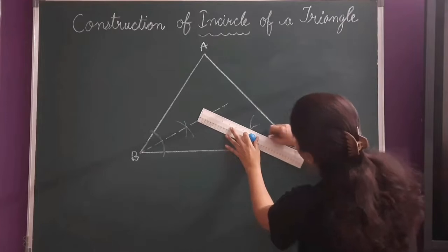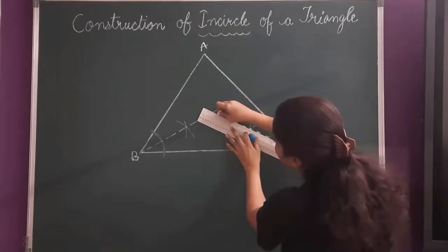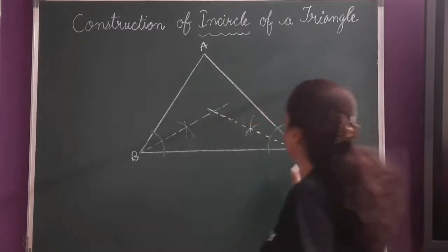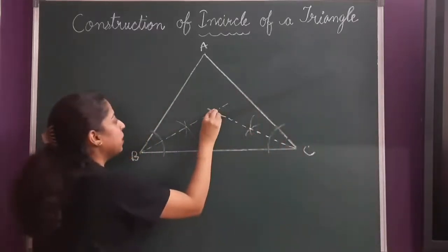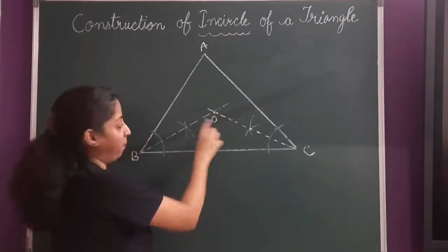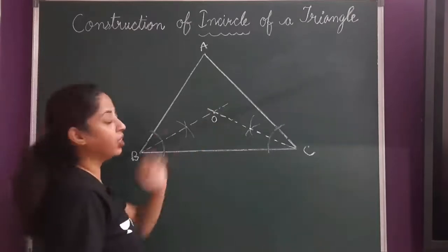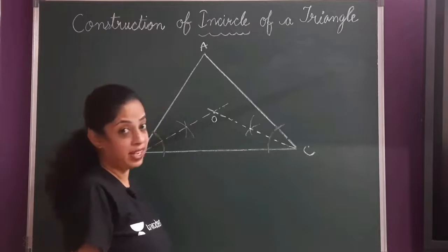Now my dear children, you have to extend this line so that it meets your previous line. Okay, you have to extend both these lines and make them meet here. So this point is the center of your circle. Okay, O. So now we have got the center of the circle. What will be its radius?